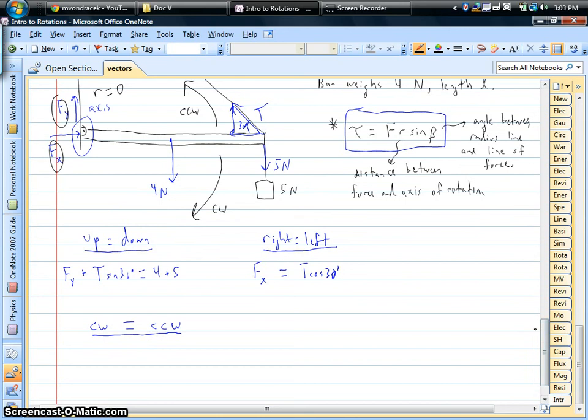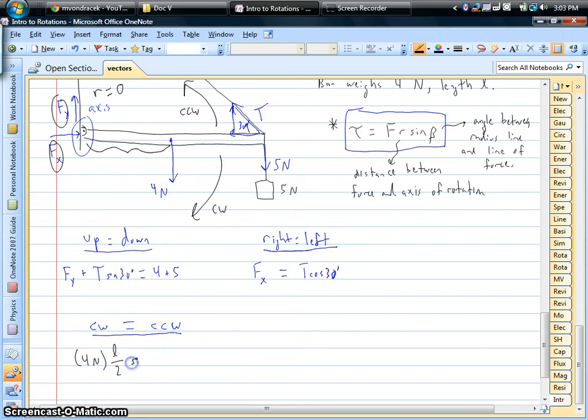Let's use this expression for torque and figure out the torque for the 4 Newton force. The force is 4 newtons. Now the distance from the axis of rotation to the center of mass, where the 4 newtons of gravity is acting, is half the length of the bar. I'm not giving you an actual length, we're just calling it L. But L over 2 is what that radius value is going to be.